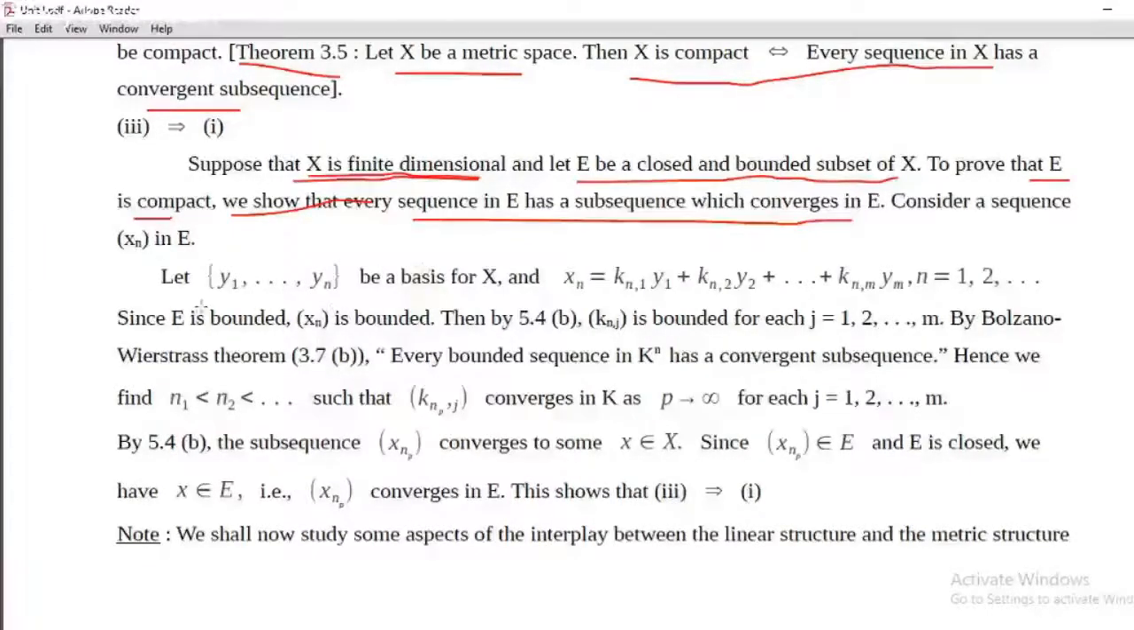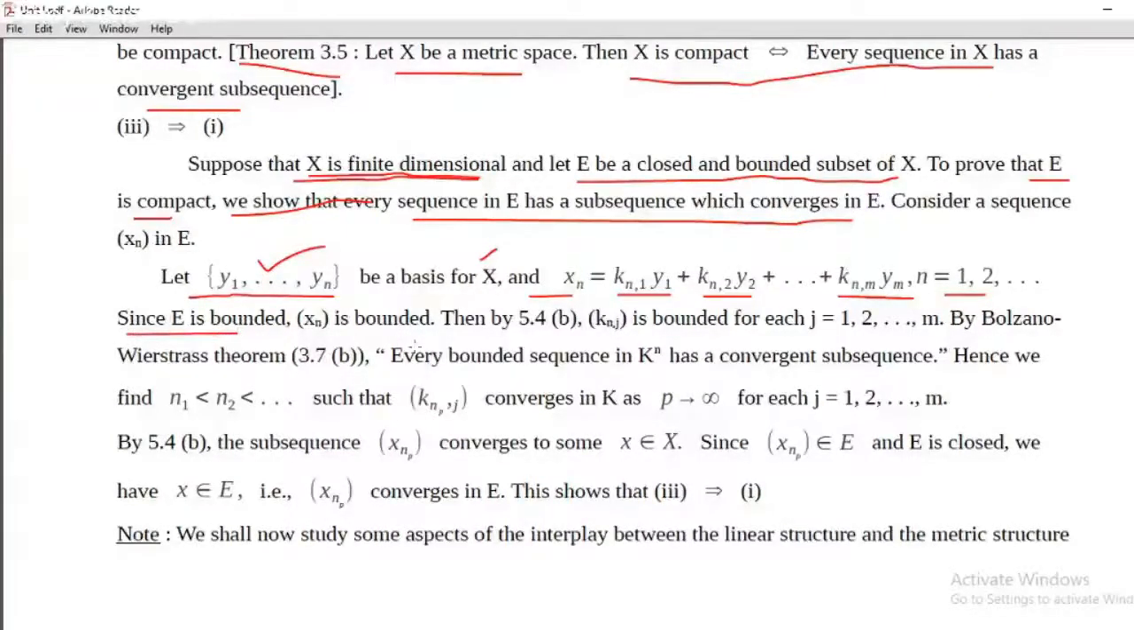Now, our assumption is that X is finite dimensional. Therefore, we can take a basis with a finite number of elements, y1, y2, etc., ym, and consider an arbitrary sequence xn in E. Then xn can be written as a linear combination of these elements: xn is equal to kn1 y1 plus kn2 y2 plus etc. plus knm ym, for n equal to 1, 2, etc.